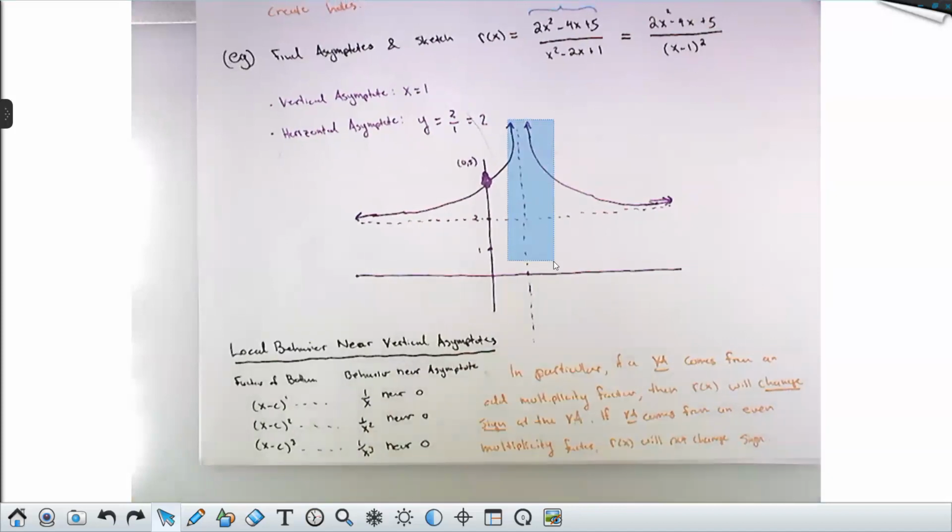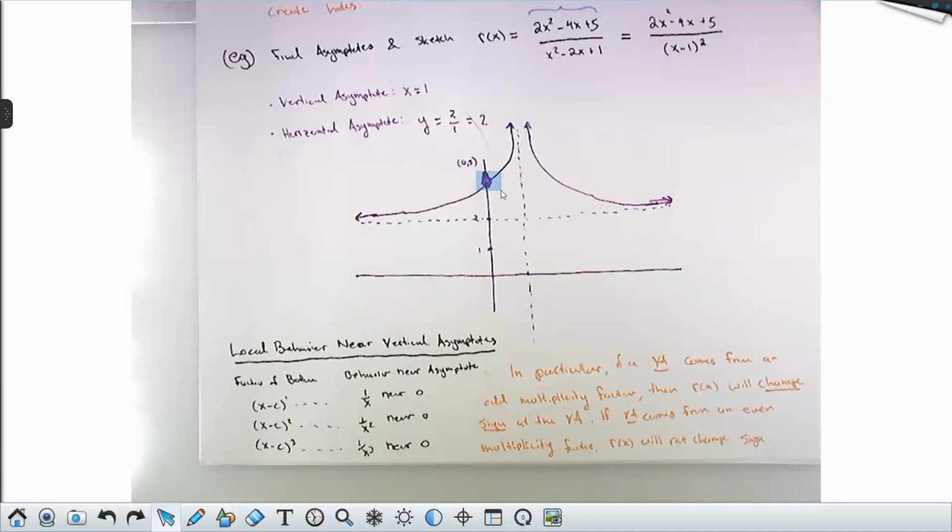So here, this vertical asymptote came from a multiplicity 2 factor. Since 2 is even, I know that I will not change sign, meaning I either go up on both sides or I go down on both sides. Does that make sense? So how did I know we're going up on both sides instead of down on both sides?